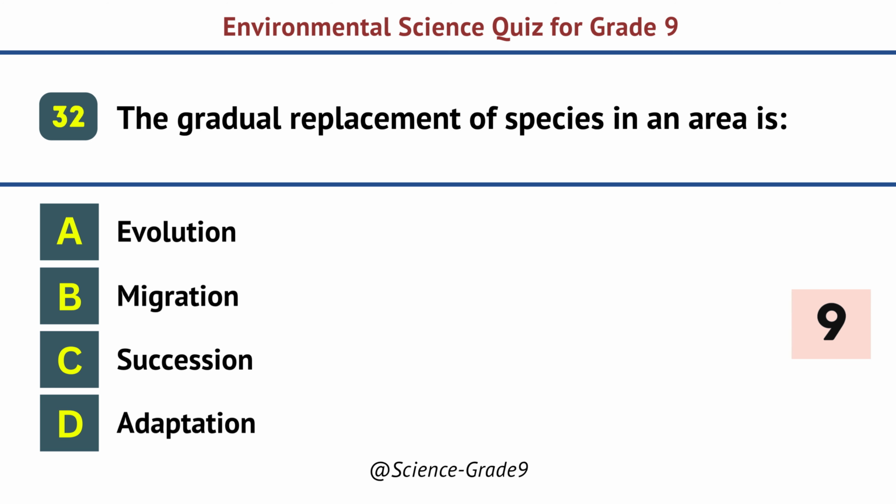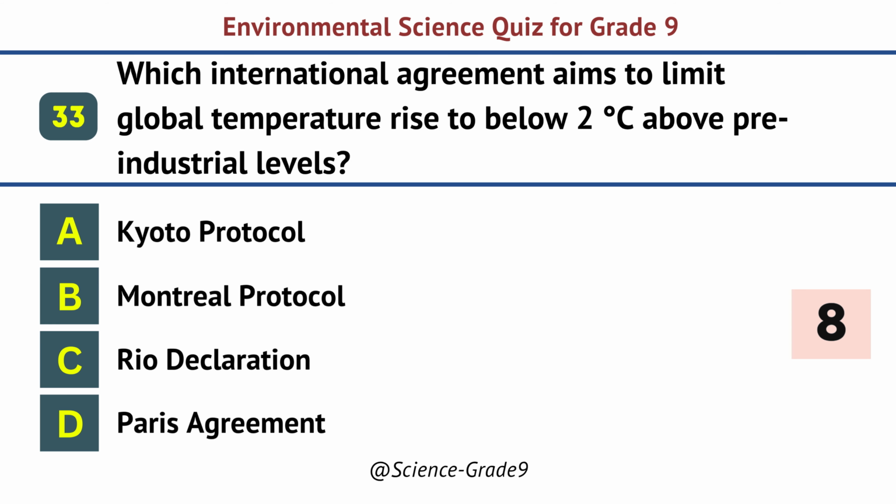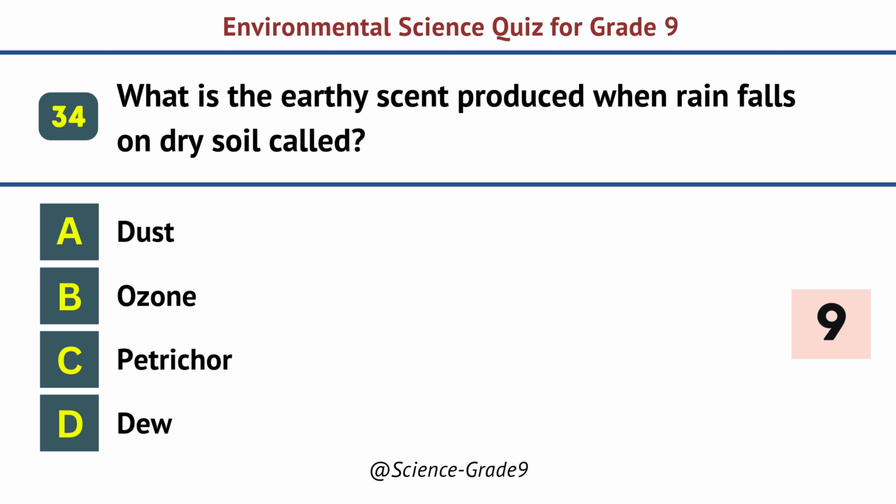The gradual replacement of species in an area is succession. Which international agreement aims to limit global temperature rise to below 2 degrees Celsius above pre-industrial levels? Paris Agreement. What is the earthy scent produced when rain falls on dry soil called? Petrichor.